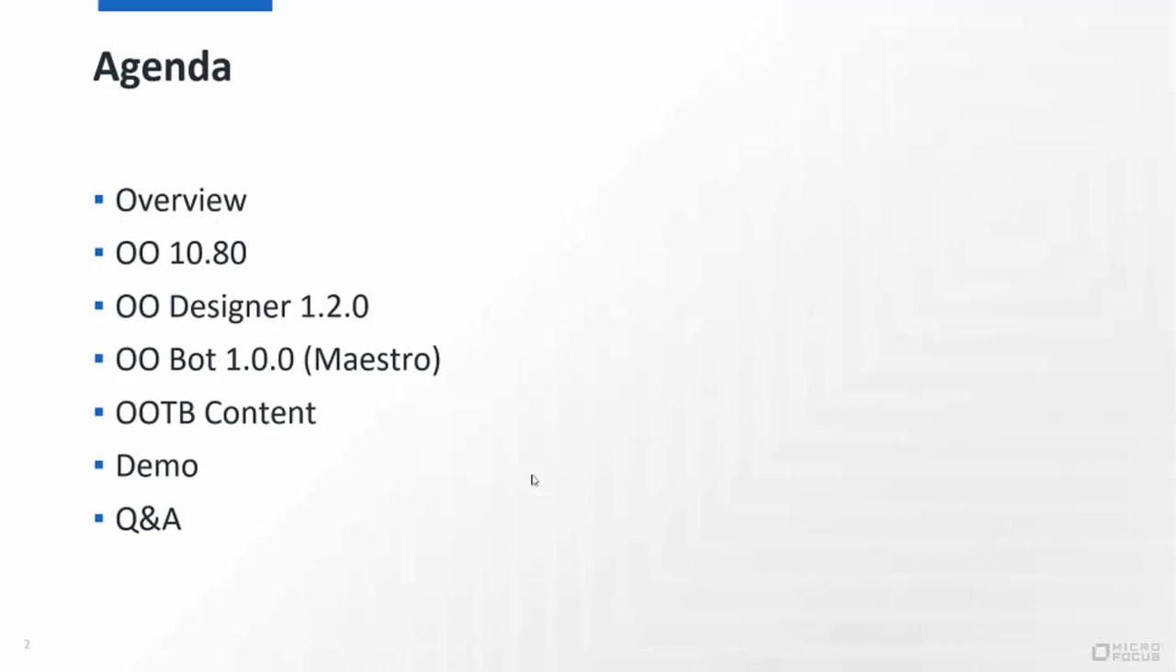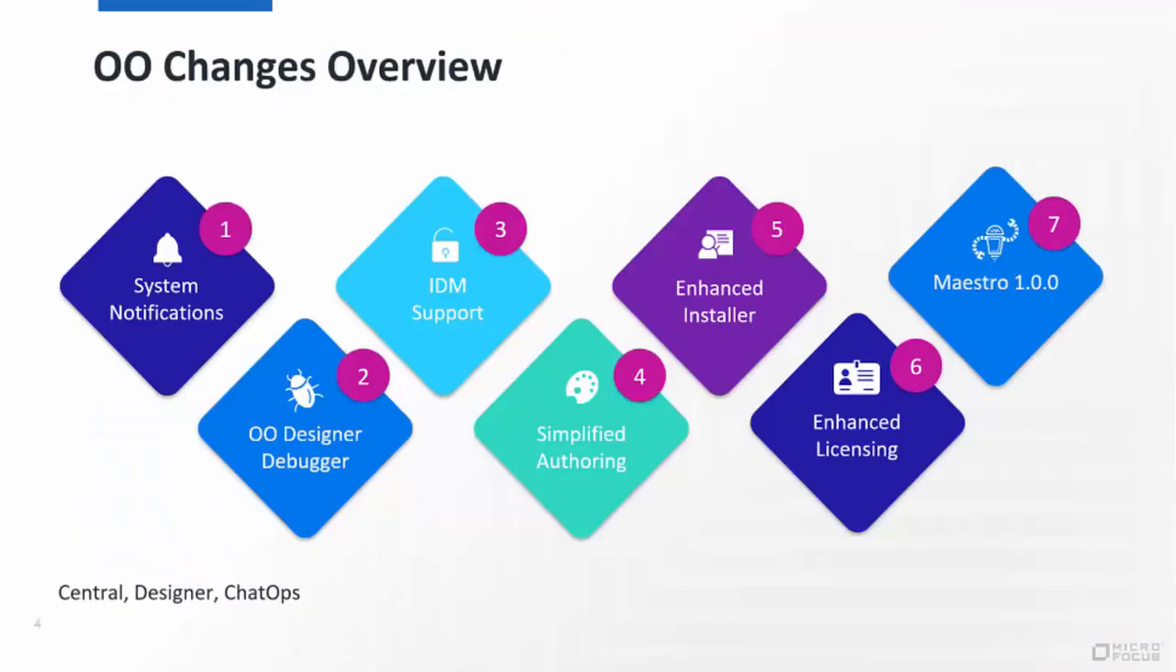Okay, that being said, let's proceed to the OO overview. On this particular slide, we decided to pinpoint a few things. Those things mentioned here are in regard to the central, designer and Chatops changes that were implemented. The first thing worth mentioning is the system notification mechanism that was implemented and brought as a new feature in the OO 1080 central. You'll learn more about it in the upcoming slide.